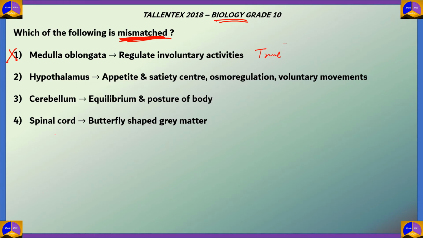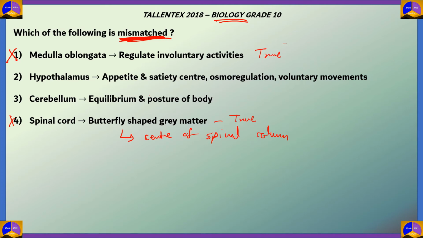pair. Now we have spinal cord, butterfly-shaped gray matter. This is present at the center of the spinal column. And outside this butterfly-shaped gray matter, we have a white matter that surrounds it. So that means option 4 is incorrect because the statement is true. The match is correct.